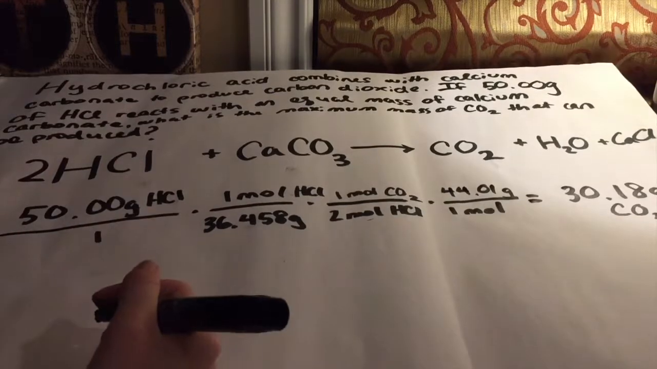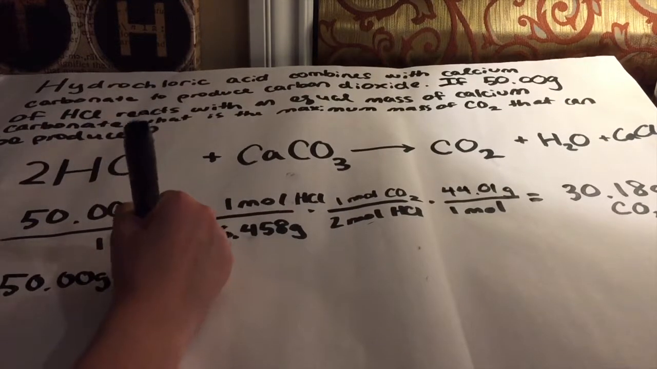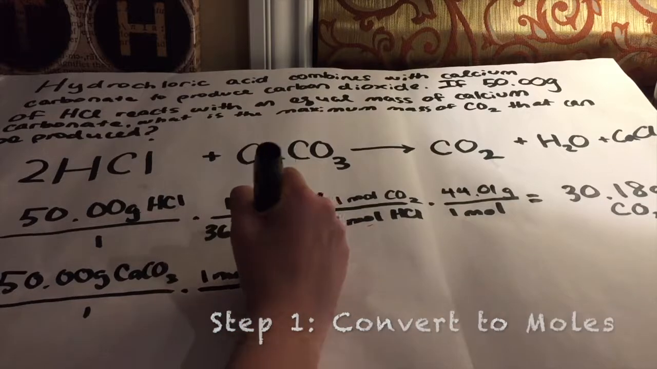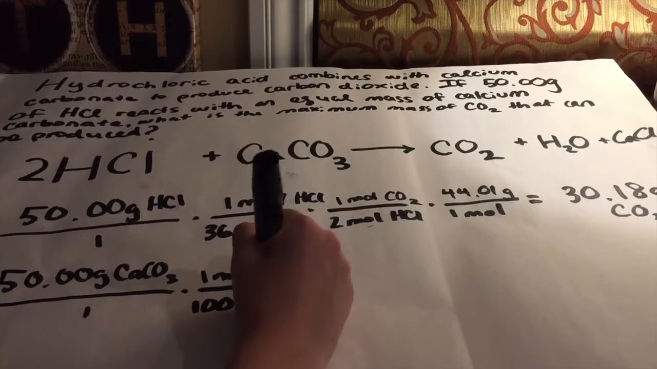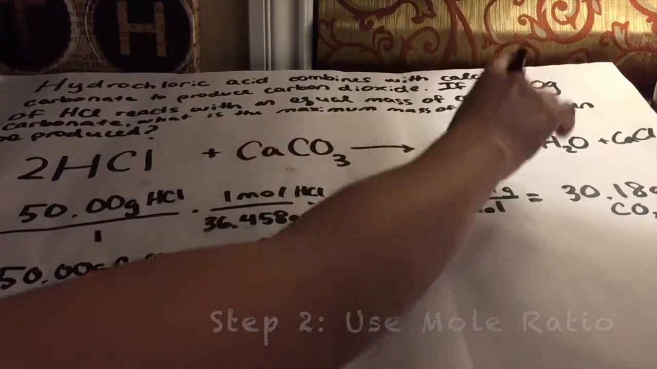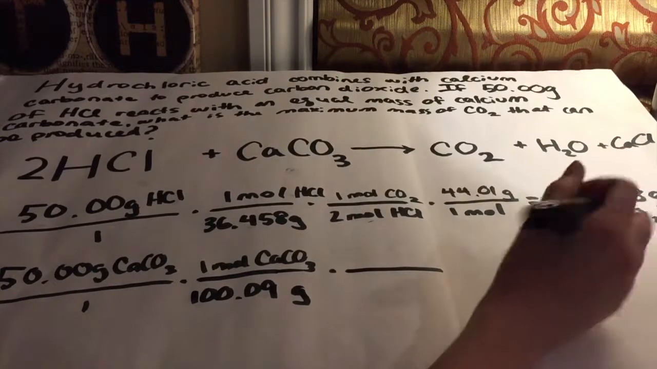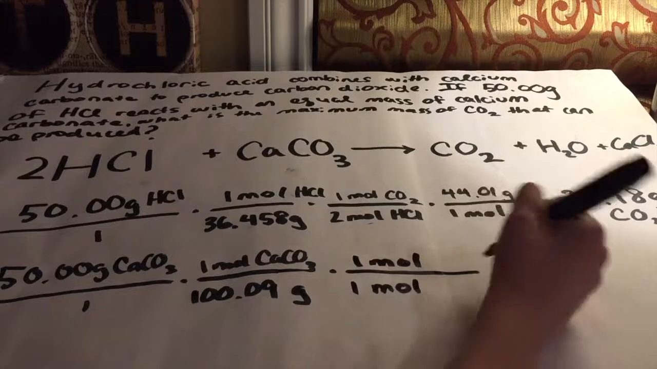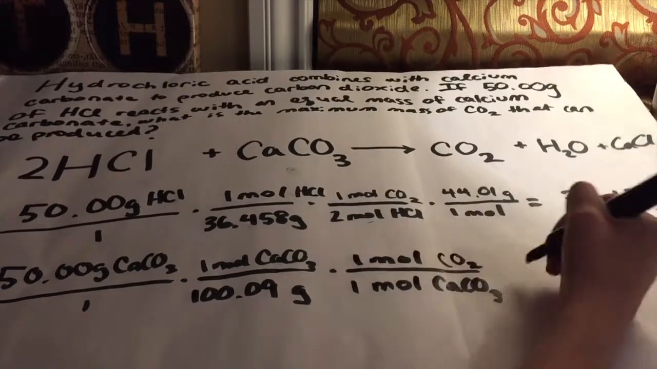Okay, now let's do the exact same process for calcium carbonate. We again have 50 grams of CaCO3, and we want to convert our grams to moles. For 1 mole of CaCO3, we have a mass of 100.09 grams. So now we're in moles of CaCO3. Now we want to use our mole ratio, CaCO3 to CO2, to get our moles of CO2. You can see that there is a 1-to-1 ratio of CaCO3 to CO2, so technically this mole ratio isn't necessary because it's 1 mole per 1 mole, but it helps us understand the concept of how to solve the problem. So we have 1 mole CaCO3, which cancels to 1 mole of CO2, and now we're in moles of CO2.